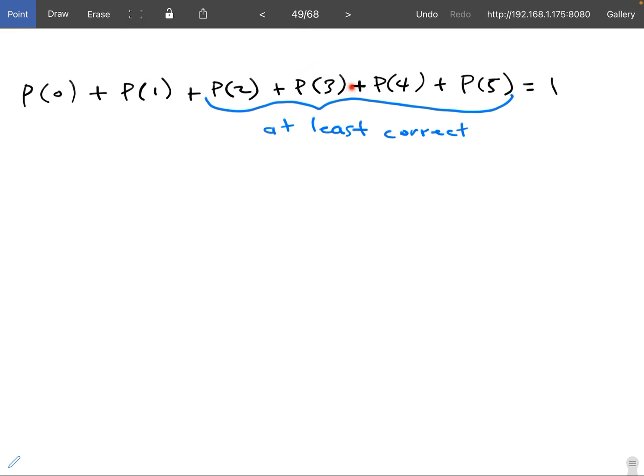Well, we already did this one, right? That was the previous problem I did. I did the probability of getting 3 correct.